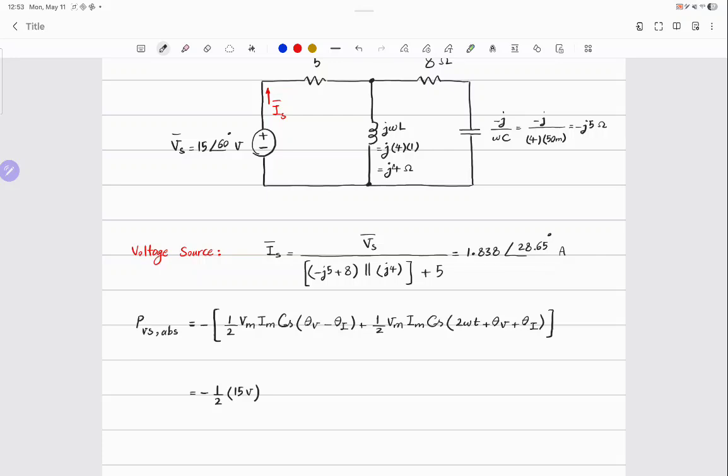Now, next one, Im. 1.838 amps. Cosine. What is theta V? 60 is the phase of the voltage, minus, Braylon, what is theta I? No, you shouldn't. It's very easy. Just look at the screen. What was theta V? Phase of voltage. That's why he said 60 degrees. Can you locate I on the screen?